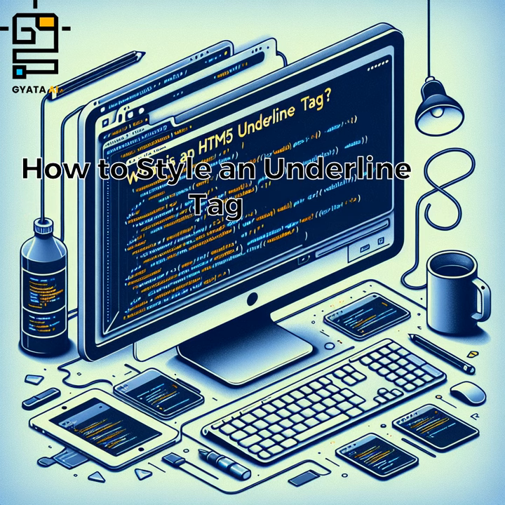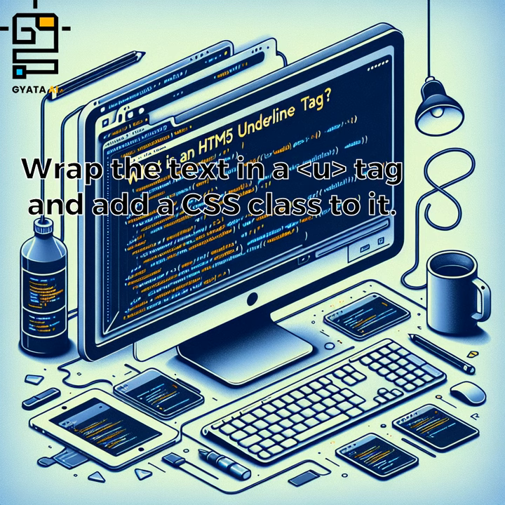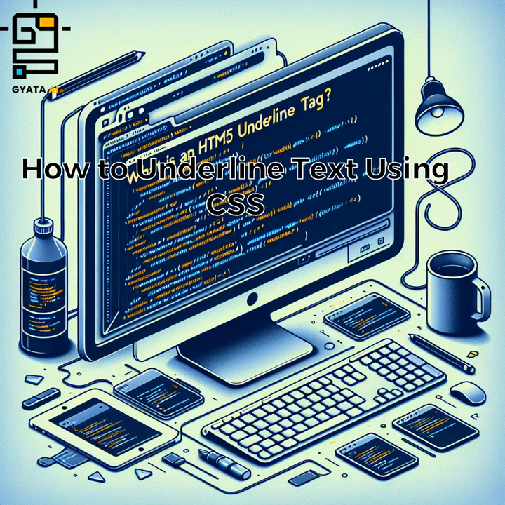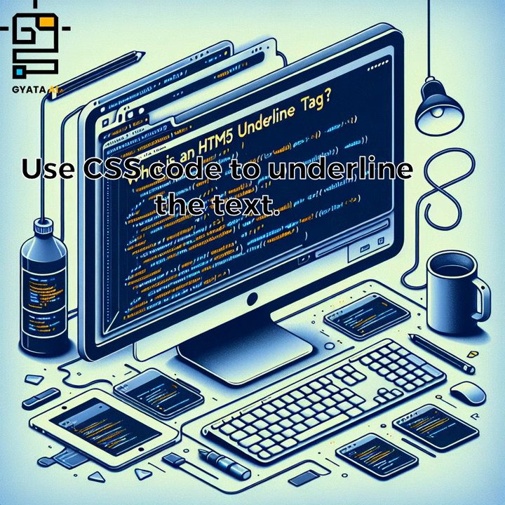How to style an underline tag? Use CSS to style the U tag. Wrap the text in a tag and add a CSS class to it. How to underline text using CSS? Wrap the text in a span element and add a CSS class to it. Use CSS code to underline the text.